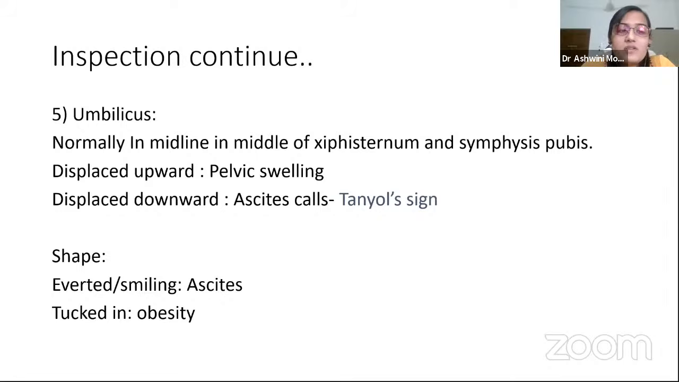Another important thing is its shape. It is everted or smiling in case of ascites. As the abdomen gets stretched, it causes eversion of the umbilicus.